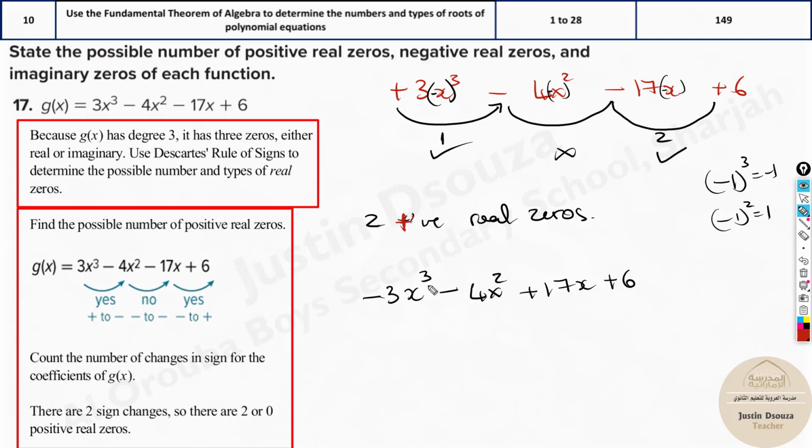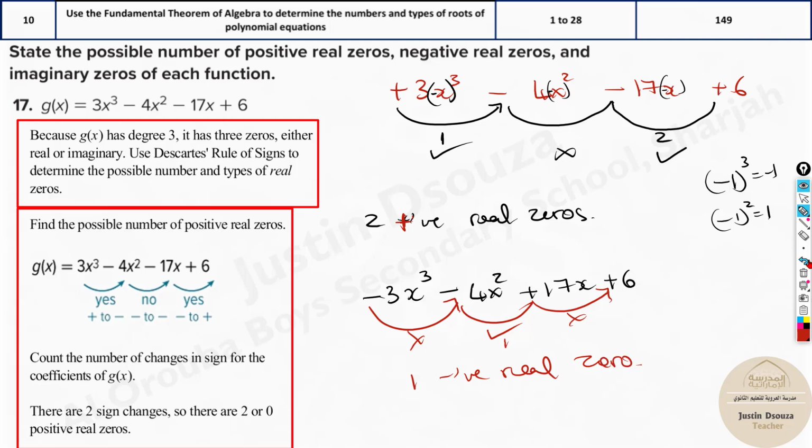Now we are doing it for the negative real zeros. Here from minus to minus, no sign change. Minus to plus, yes, there is one sign change. And plus to plus, no sign change. So over here we can tell there is only one negative real zero. It can't be more. So this is how we found out.